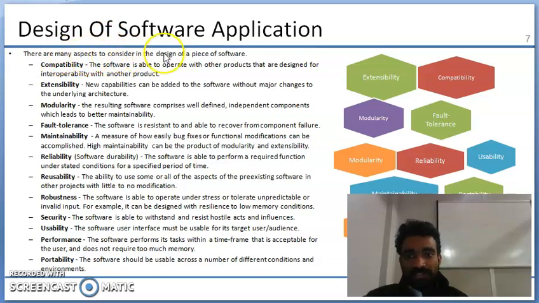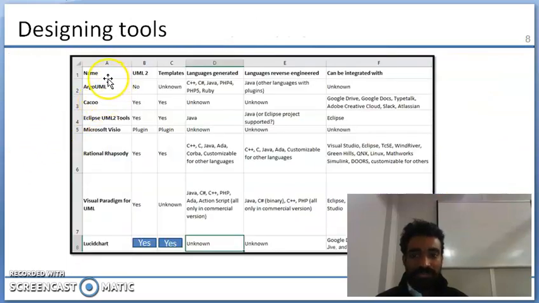Let's see the aspects to be considered during the design. How should the product be? The design product should be compatible. Extensible modularity is one of the aspects it has to have. Fault tolerance, maintainability, reusability, reliability, robustness, security, usability, performance, and portability. These are all the design aspects that need to be followed. And coming to the design tools, these are the tools that are used for UML designing.